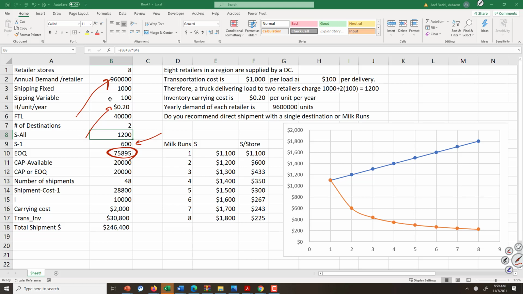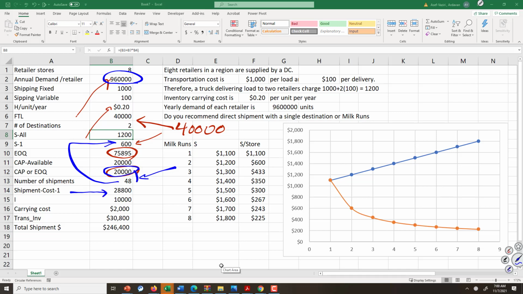Capacity of the truck is 40,000, but now it should go to 2 destinations. Therefore, what is available is 20,000. And therefore, if I divide demand of a destination by what I deliver to that destination, I realize that I need 48 shipments. And cost of each shipment for that destination is $600. Therefore, this is the shipment cost.